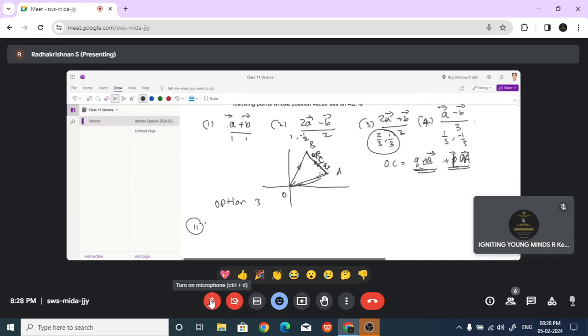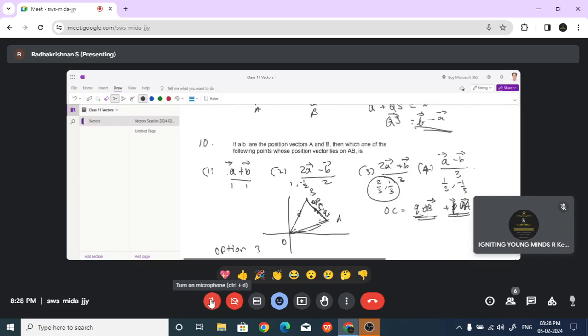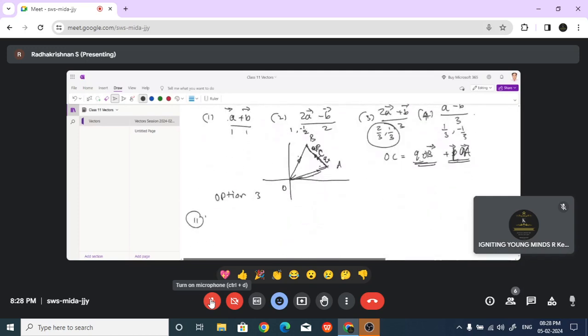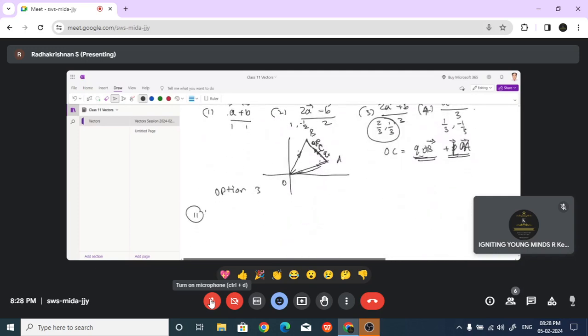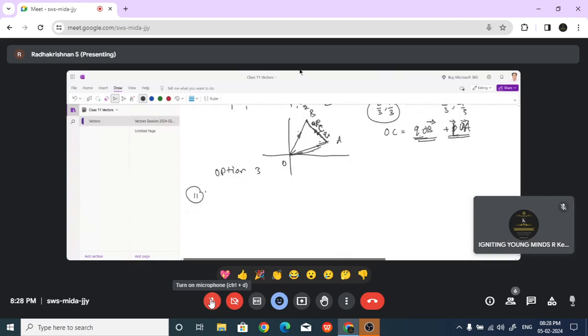Problem 11. So A, B, C are the position vectors of 3 collinear points. Then which of the following is true?